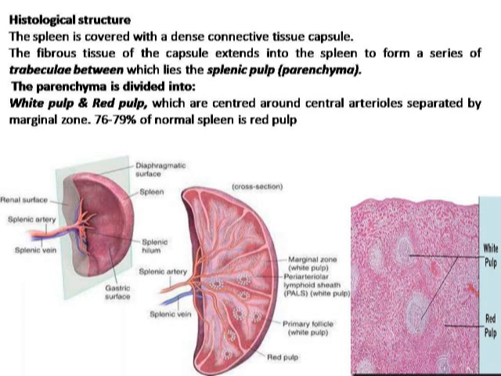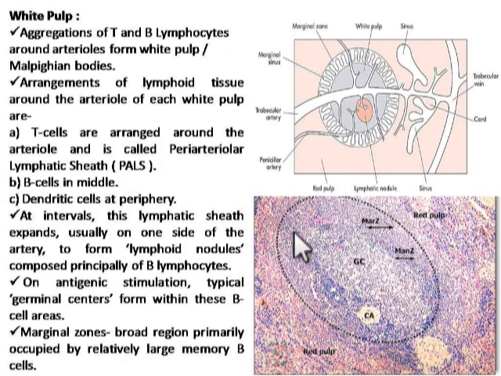Now coming to the white pulp portion, the white pulp of the spleen is made of three different compartments.